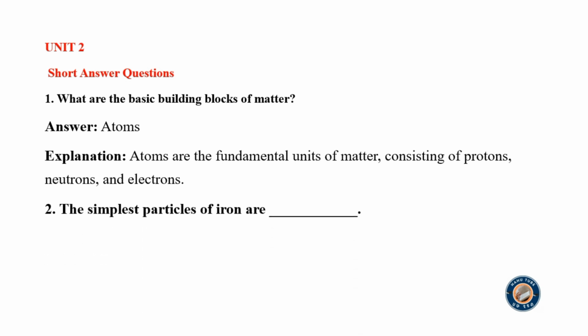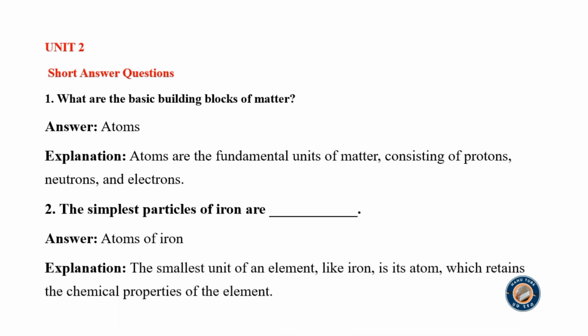Question number 2. The simplest particles of iron are dash. The answer is atoms of iron. The smallest unit of an element, like iron, is its atom, which retains the chemical properties of the element.